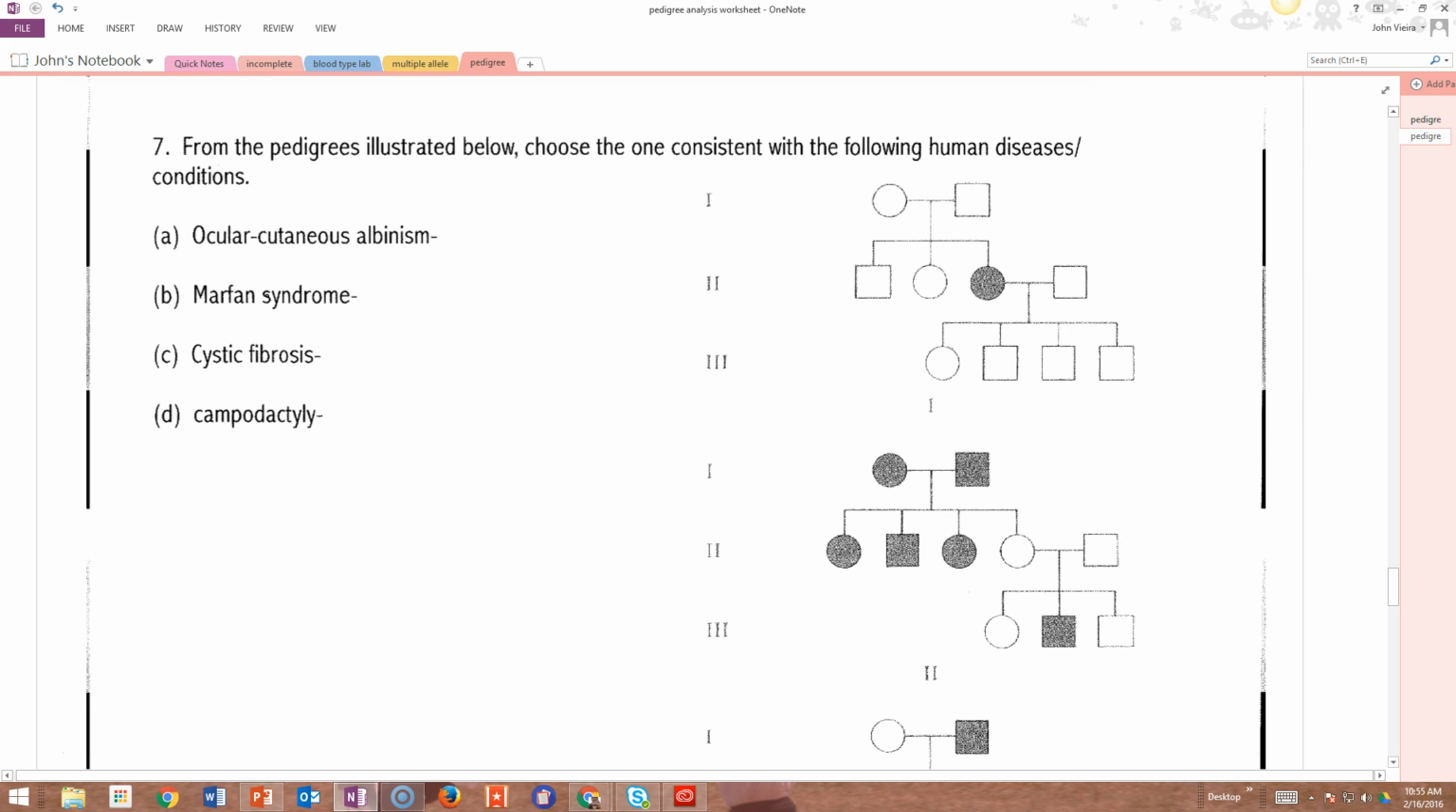I told you in the attached document that this was autosomal recessive. This was autosomal dominant. Cystic fibrosis, also autosomal recessive.